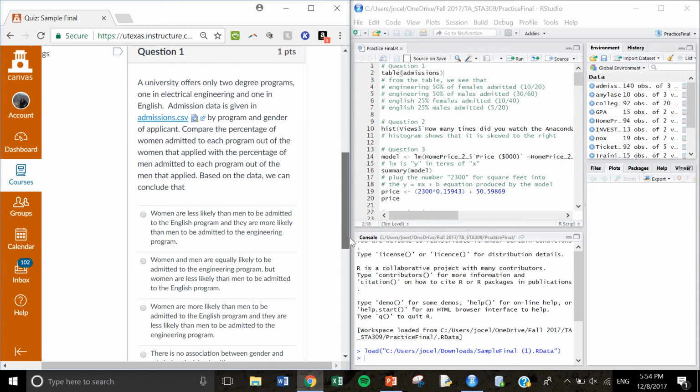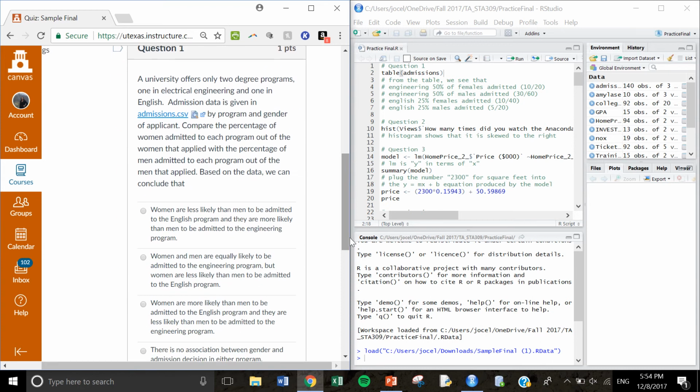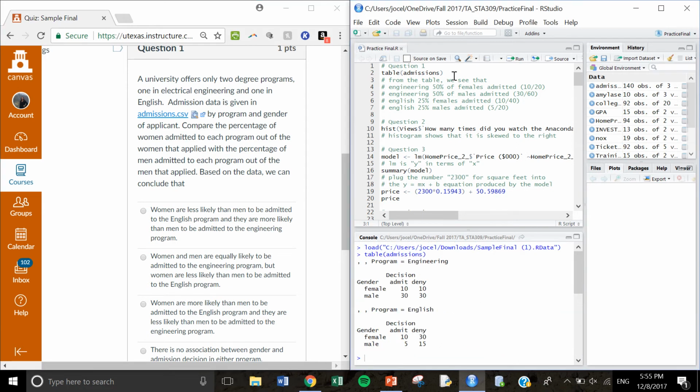For question 1, it tells us that a university offers 2 degree programs, and we're seeing the difference between likelihood to get admitted between males and females. To see the difference in likelihood, I'll make a table of that admissions data. From the table, you can see that for females in engineering, 10 were admitted and 10 were denied. So 10 divided by 20, that's 50% of females were admitted. For men in engineering, 30 were admitted, 30 were denied. So 50% of males were admitted. So for engineering, it's 50% whether you're male or female.